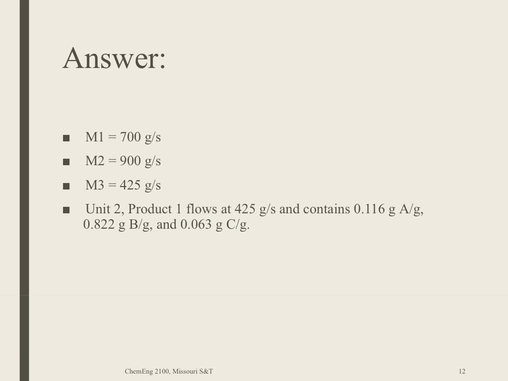And so if I answer this, unit 2 product 1 flows at 425 grams per second, and product 2 contains 0.116 grams of A per gram, 0.822 grams of B per gram, and 0.063 grams of C per gram. And so we have fully solved this problem. In the next video, we're going to come back and look at another example, just so that we can see different ways that these are all put together.